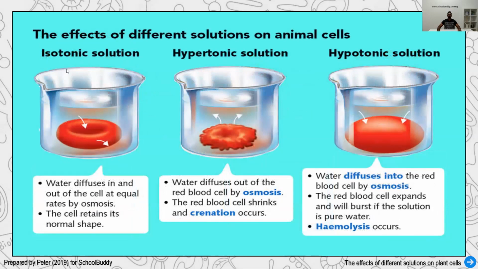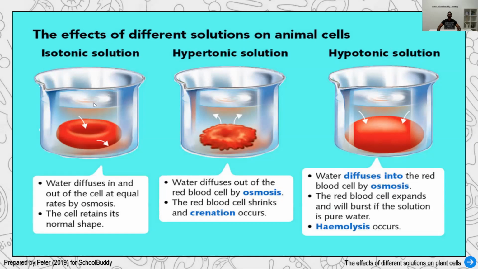So first, I'll introduce what isotonic, hypertonic, and hypotonic are. Isotonic is basically the solution where water will go in and out of the cells at an equal rate. Hypertonic is basically a concentrated solution, and water will be going out of the cell. Hypotonic is less concentrated compared to hypertonic, and water will go into the cell.